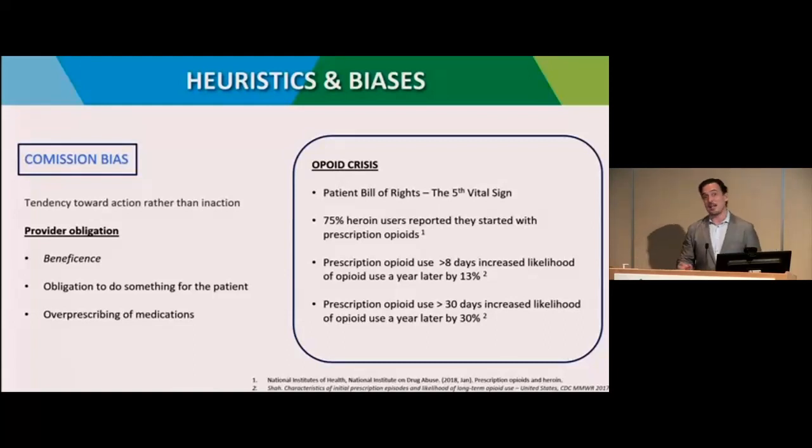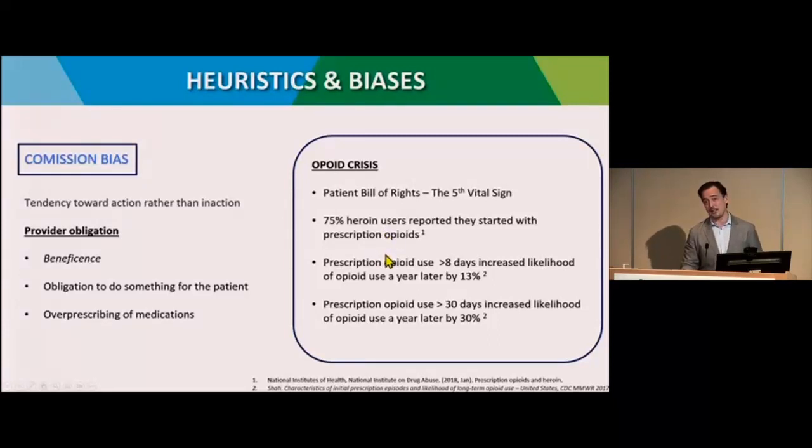And another example, that was kind of an example touching on ordering questionably necessary imaging. Another example is overprescribing medications. And I think a great example, and I won't drill down too much on this one, it's been talked about plenty, I'm quite sure, is the opioid crisis. I mean, the patient bill of rights, the fifth vital sign. We need to treat these people's pain. And the interesting thing, accessing some of the data through the National Institutes of Health and the CDC, is from overtreating pain, 75% of heroin users reported they started with prescription opioids.